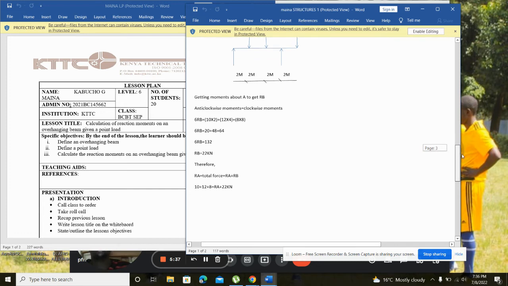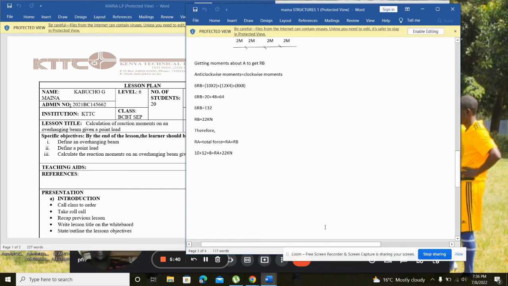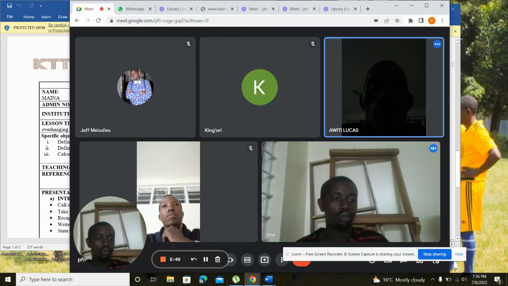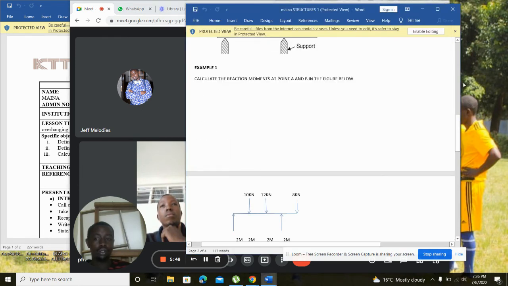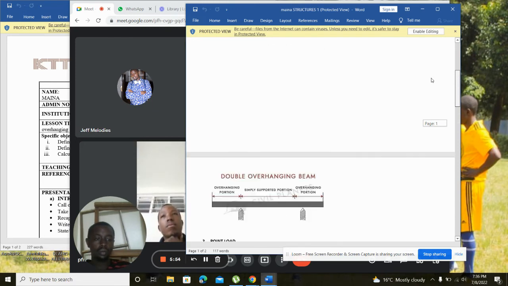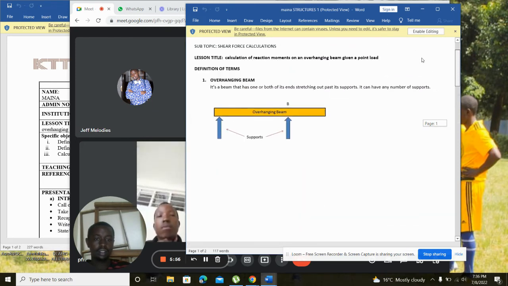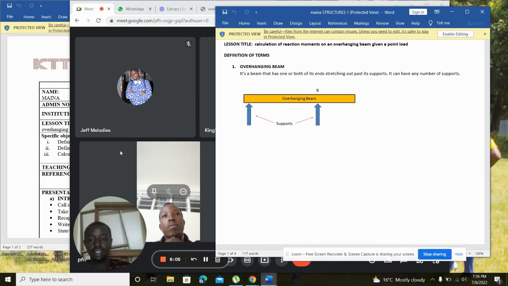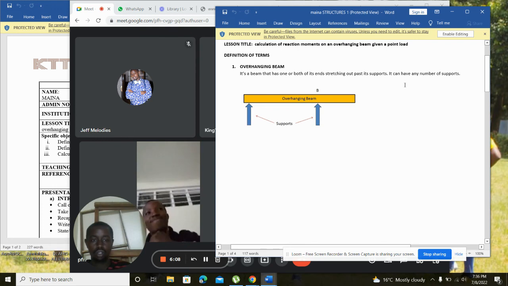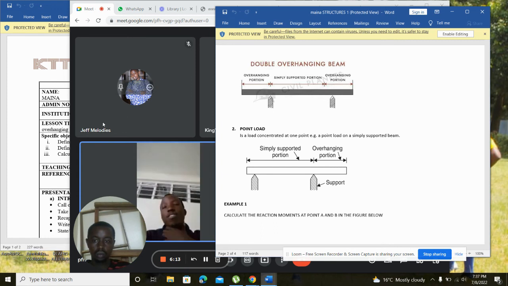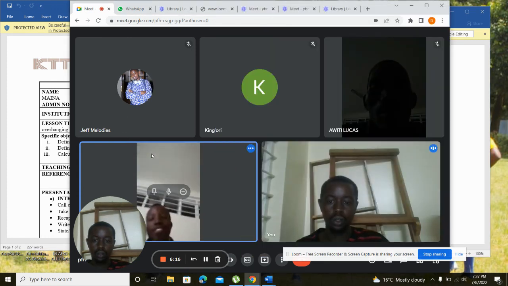Now I have come to the end of my lesson, and thank you for your cooperation. Before I end, I want to recap one or two things to see whether you have captured what you have learned. Awiti Lucas, can you tell me what is an overhanging beam? An overhanging beam is a beam which has been supported only at one side. Thank you for that answer. Mutemi, can you tell me what is a point load? It's a load on a certain point of the beam. Okay, thank you very much.